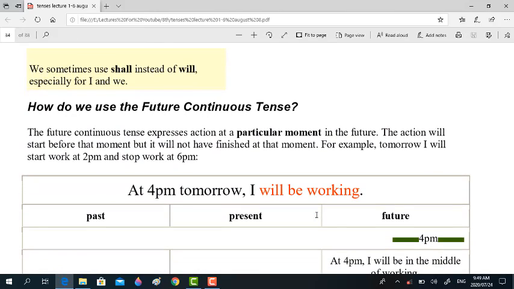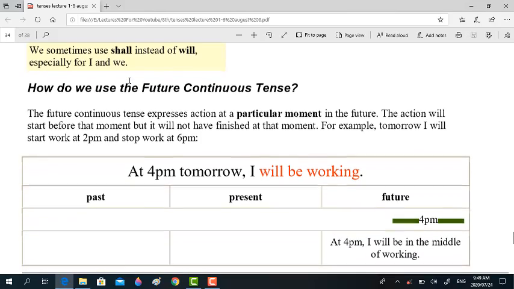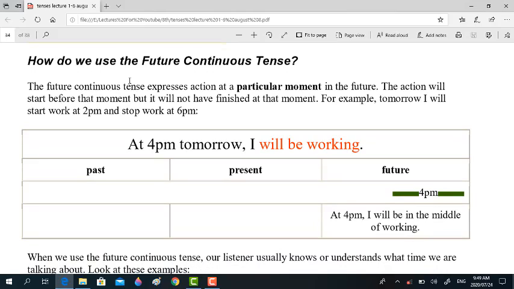We sometimes use shall instead of will, especially for I and we. But you have the option of using will instead of shall. If you want to use shall, then it will be with I and we. Now look at how we use the future continuous tense.